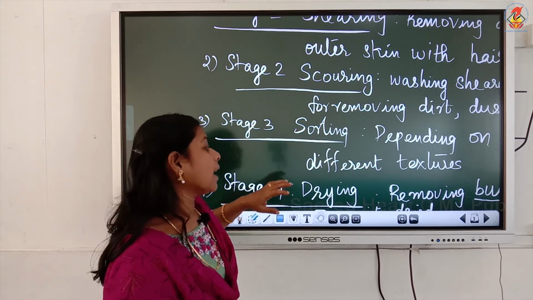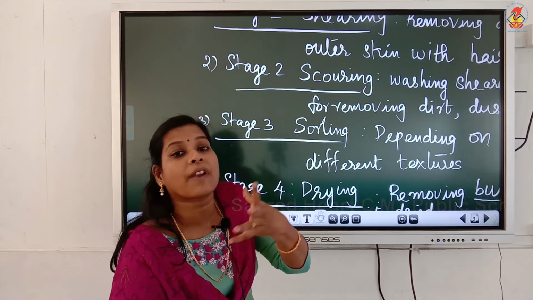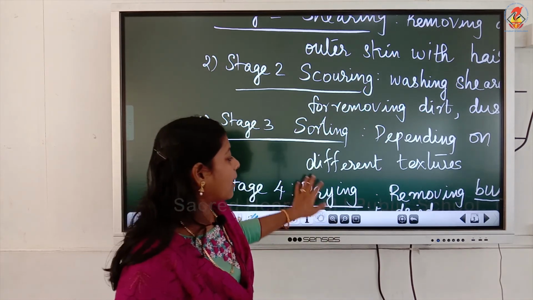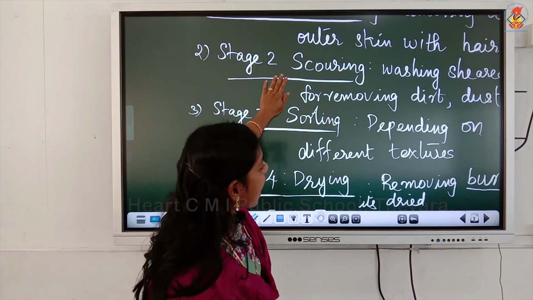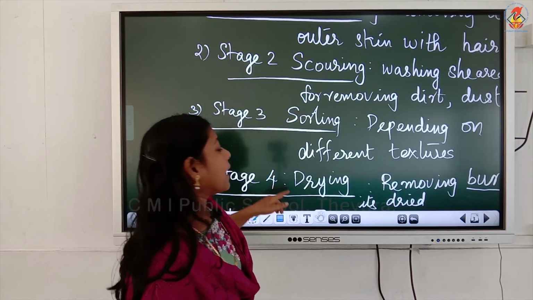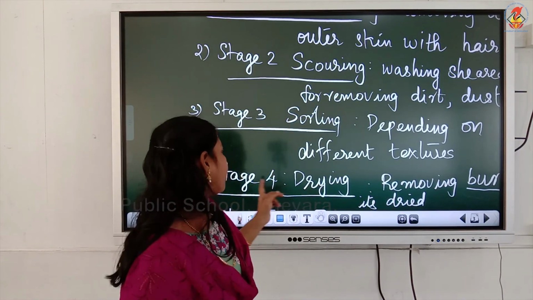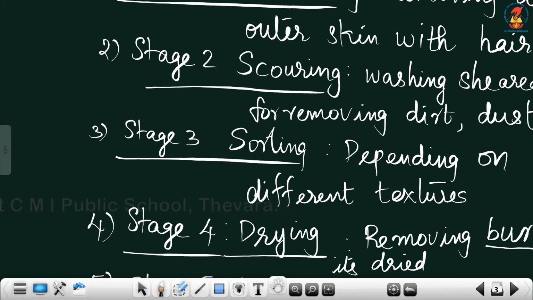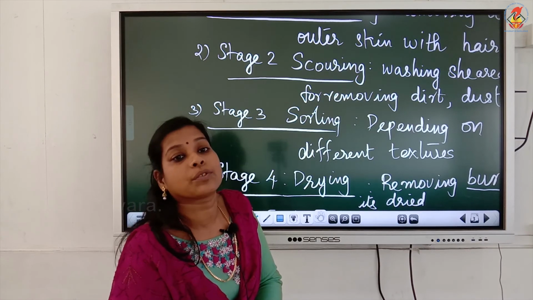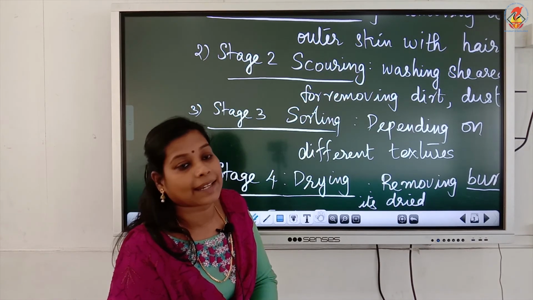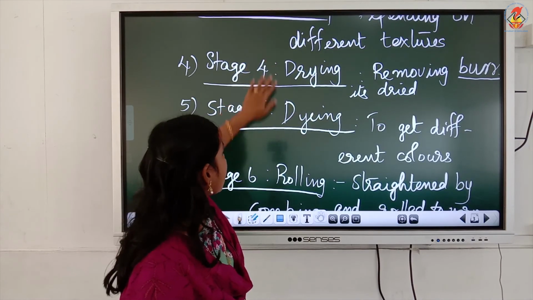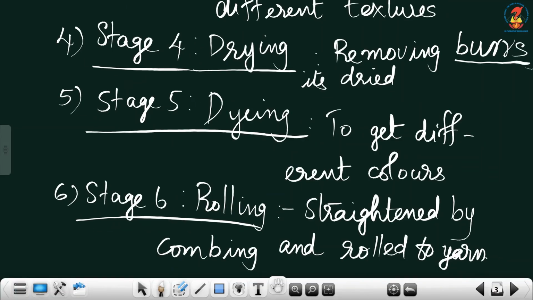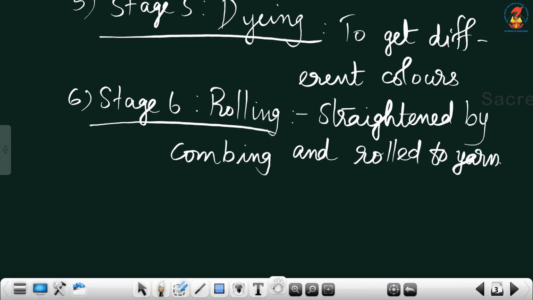After sorting, we remove the small fluffy fibers which are known as burr, and after removing that burr, it is dried. That is the fourth stage, drying. Once it is dried, we dip it in different colors to give attractive colors, that is known as dyeing. Fifth stage is dyeing, and dyeing is done for getting different colors.